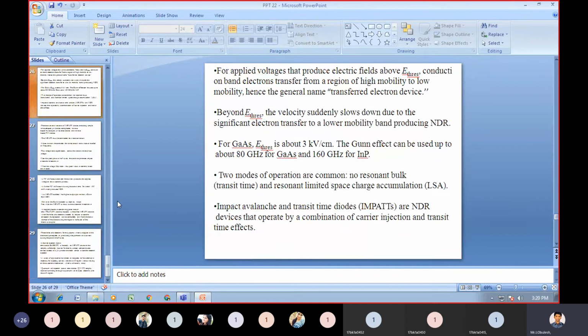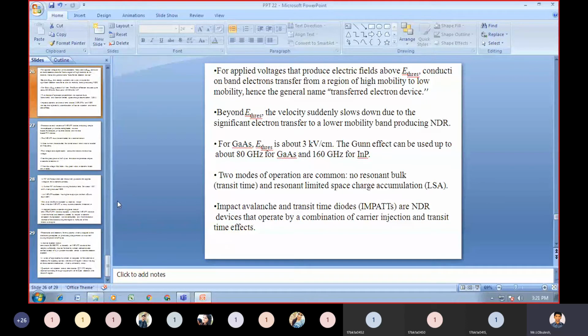For applied voltages that produce an electric field above the threshold voltage, the conduction band electrons transfer from a region of high mobility to low mobility. Hence, the general name is transferred electron device. The electrons will be moving from high mobility to low mobility. Hence, the general name for that is transferred electron devices.